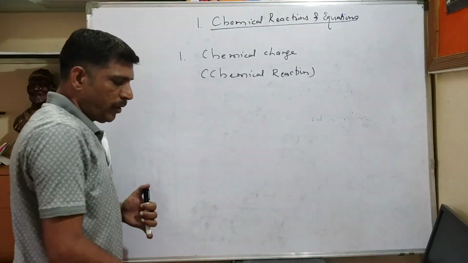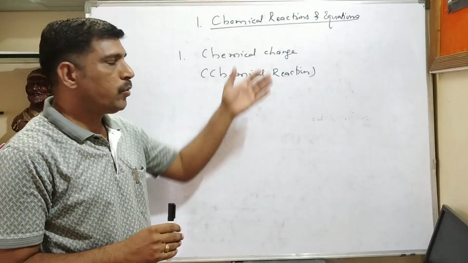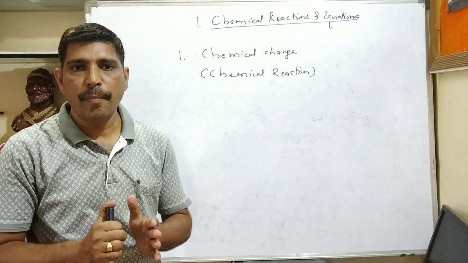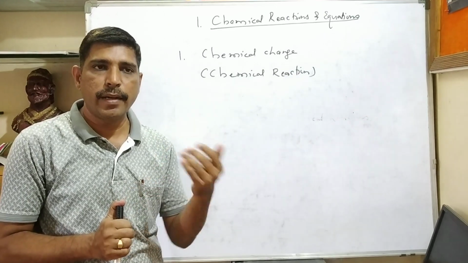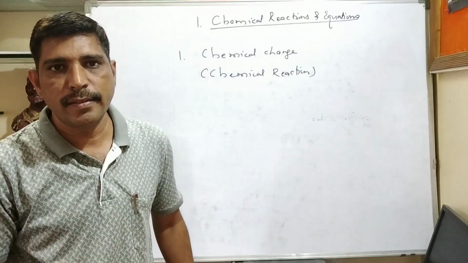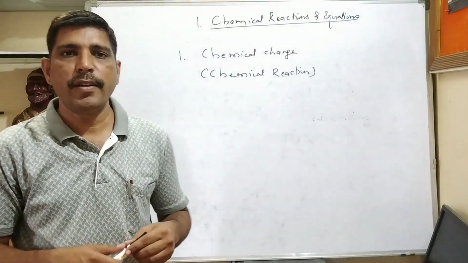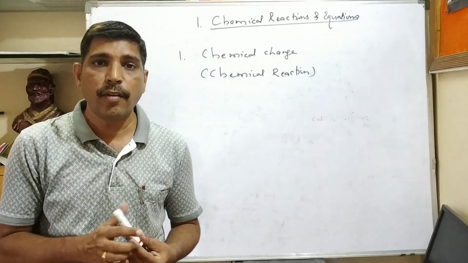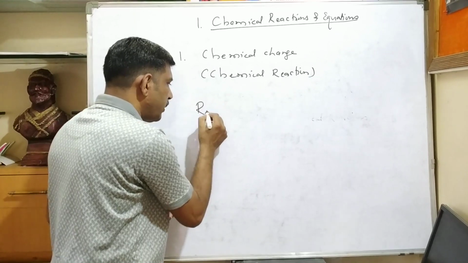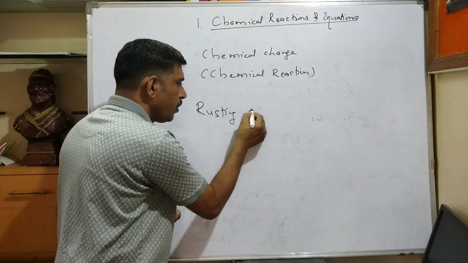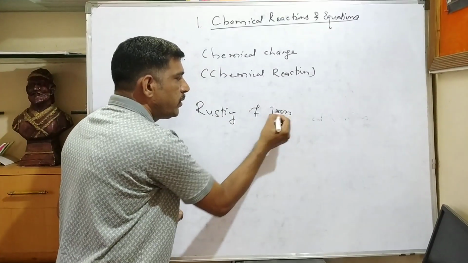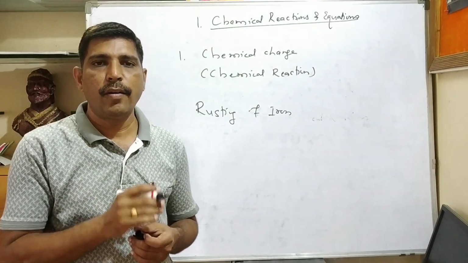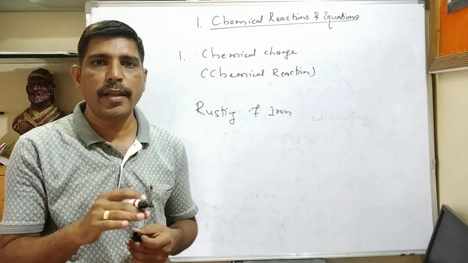So, in other words, a chemical reaction is also known as chemical change. Something has happened, and from the initial substances, new substances are formed. For example, in our surroundings, the fermentation of milk is also a chemical change. Then rusting of iron, a very important thing. Rusting of iron metal means development of a brown color layer on the surface of iron metal when it is in contact with moisture.